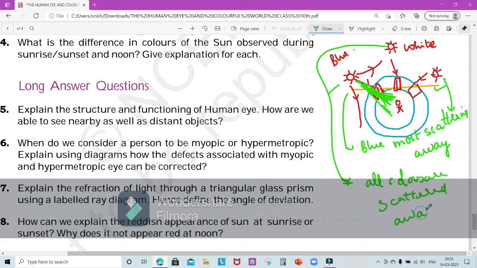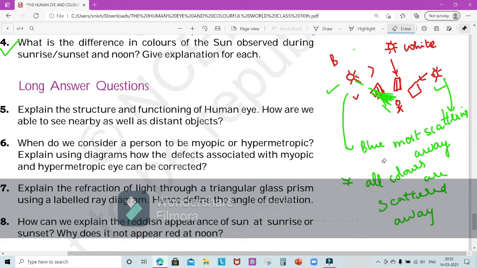and which color reaches our eyes? It's all colors. All colors are scattered away, and it almost appears white in color. So that's the explanation, and the NCERT book also gives a beautiful explanation, so you can go through that as well.